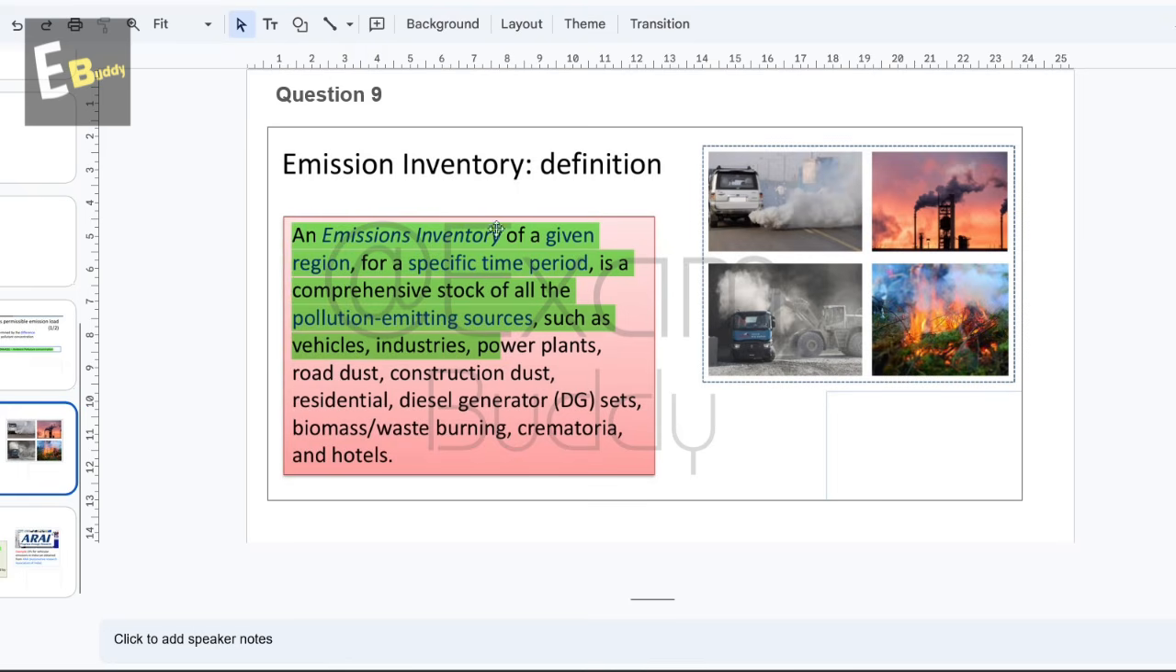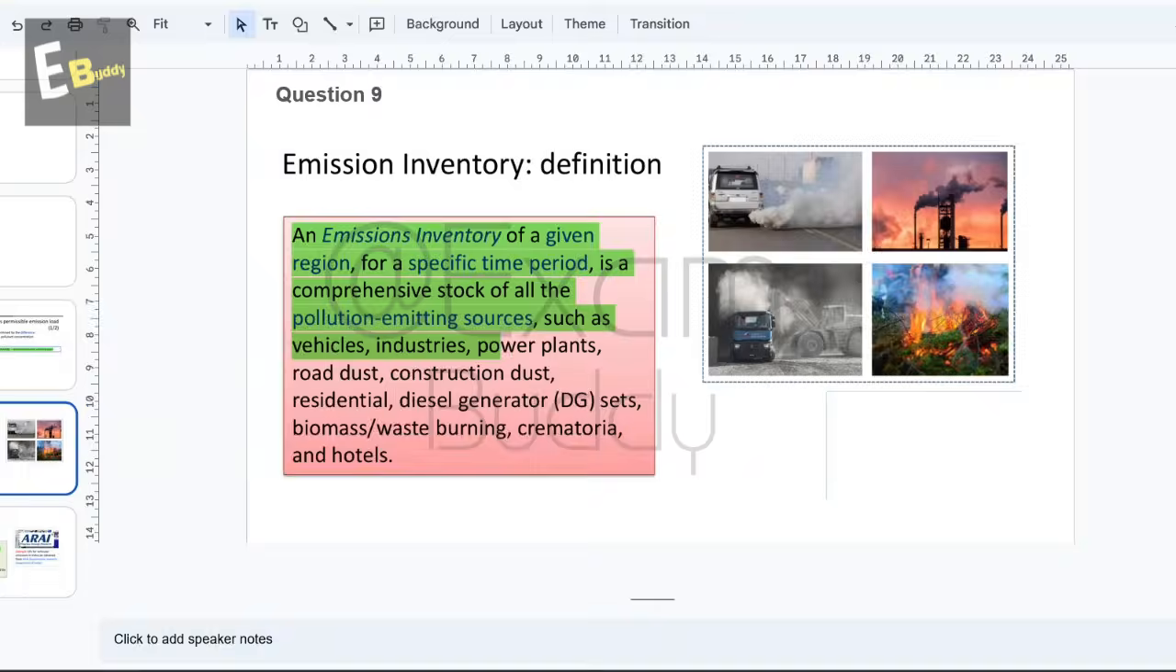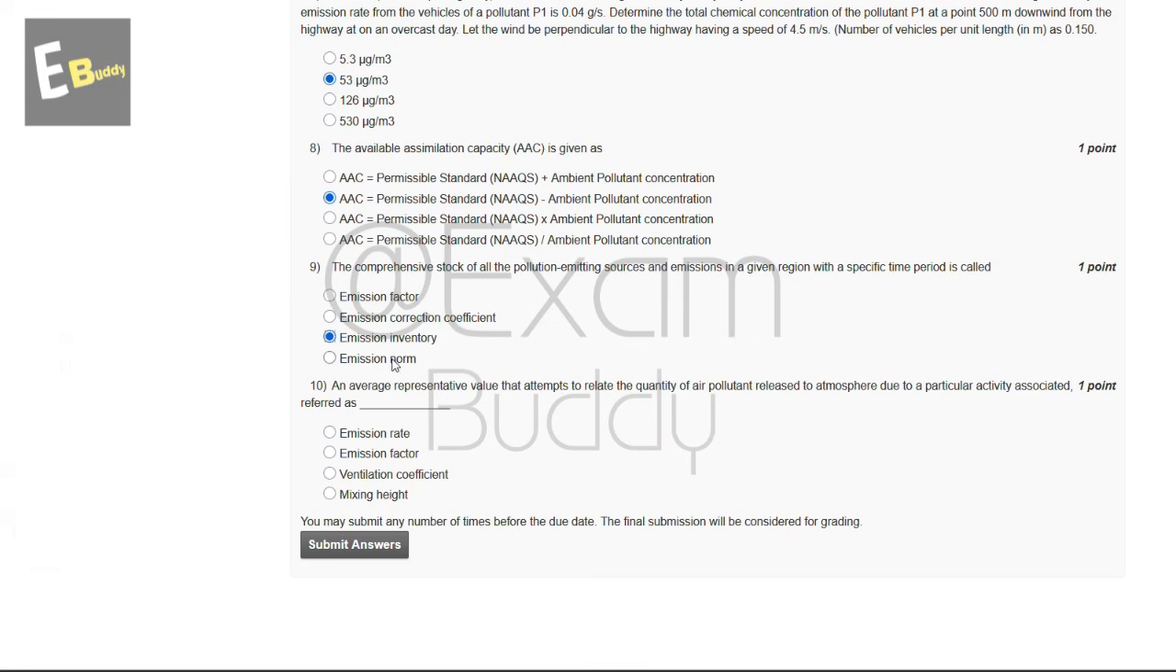So explanation says an emissions inventory of a given region for a specific time period is a comprehensive stock of all the pollution emitting sources such as vehicles, industries, power plants, road dust, and so on. So the answer of our ninth question is C, emission inventory. And now let's go to our question number 10. An average representative value that attempts to relate the quantity of air pollutant released to atmosphere due to a particular activity associated is referred as dash. So these are the options, and now let's check the explanation.